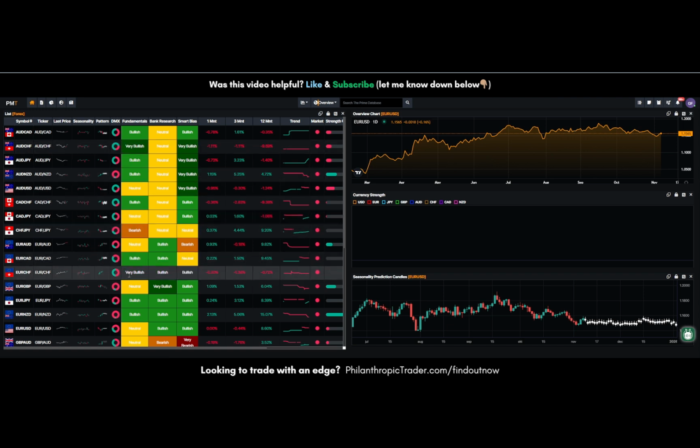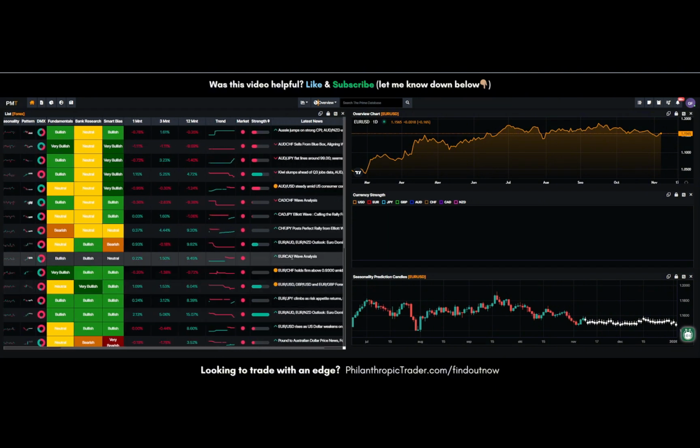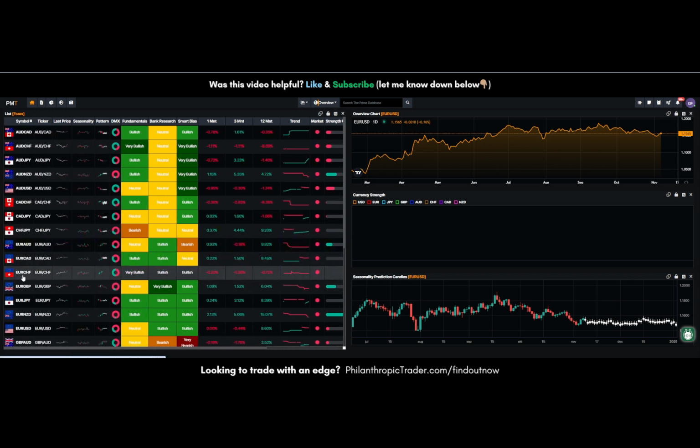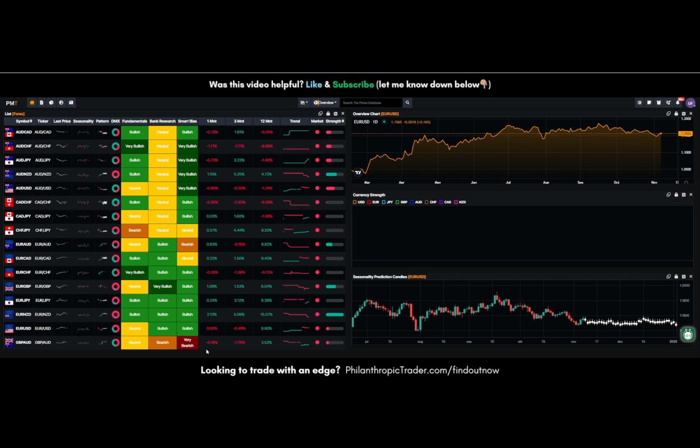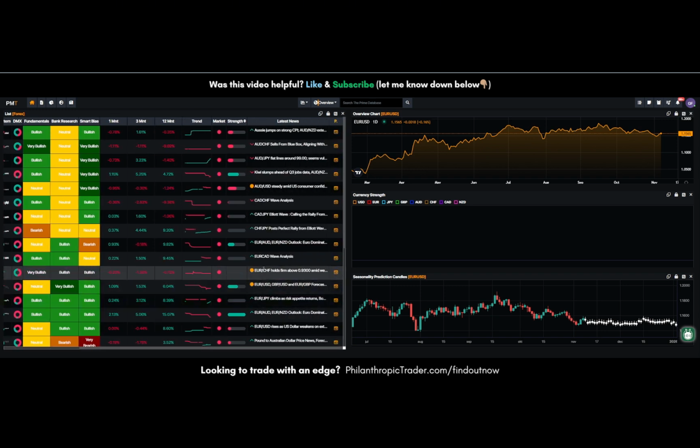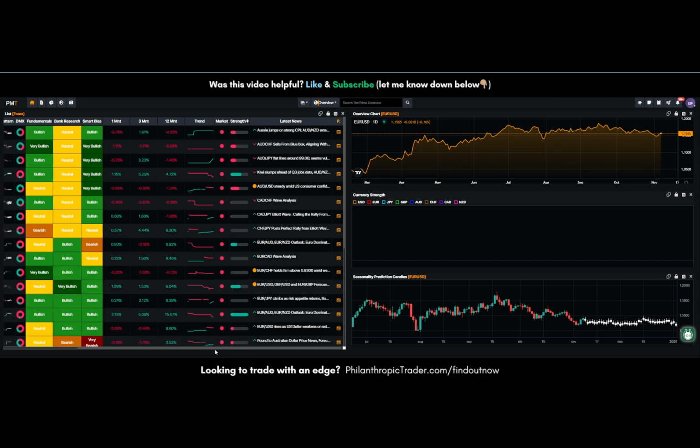But for example, another one which is very bullish also regarding the bank research, and the smart bias is also bullish. And what do they say? Yeah, they say the news is also bullish. So let's click on that and then we take a look. Oh no, over here it says Euro CHF holds firm above, so it's neutral, right? It's neutral, but let's take a look.